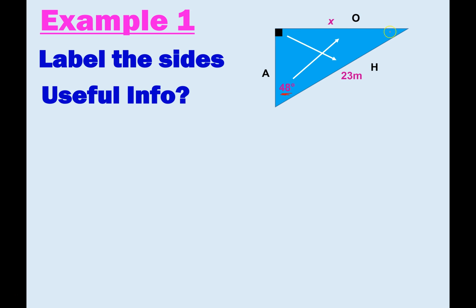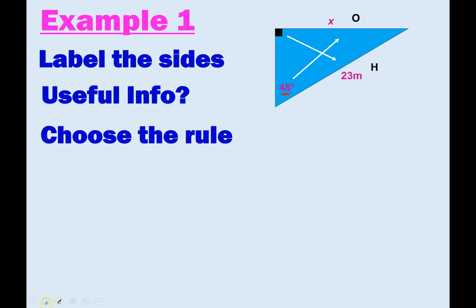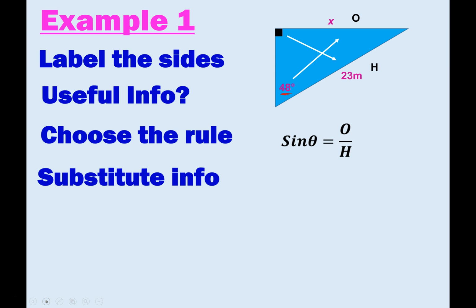Now we want to know, which out of those bits of information is useful? And we want to find x. We have the hypotenuse, the information here, so those two stay, whereas the adjacent, that's useless to us, so that has to go. We then look at those three rules that we just wrote down, and we see which is the only rule that uses O and H, and it is clearly the sine rule. Once we have our rule, we want to substitute our information in. So remember, theta represents our angle, so it's going to be sine 48 equals the O. We're going to replace that with the x over here, and the hypotenuse is 23. So it ends up being sine 48 equals x over 23.